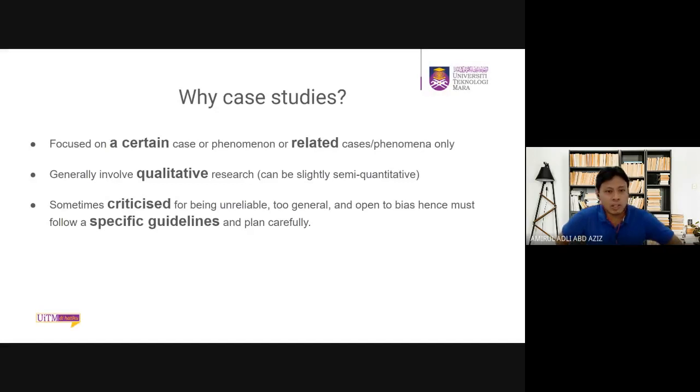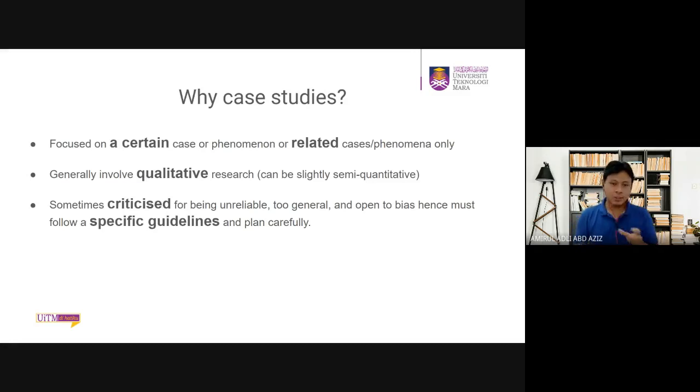So why do we do case study? Because we are focusing on certain cases or phenomenon or related cases or phenomena. Okay, and then they generally involve qualitative research. Okay, like the survey that was done earlier. Okay, and then survey is normally qualitative. Okay, you are asking for awareness. You ask them questions, do you know that fresh milk contains probiotics? Okay, you have to ask the right question, but the data you have is qualitative. Okay, it's not a data that is numbered. Okay, it's not quantitative like lab work provides.